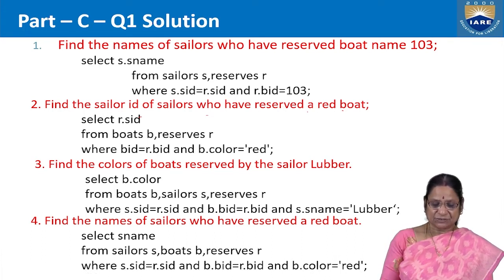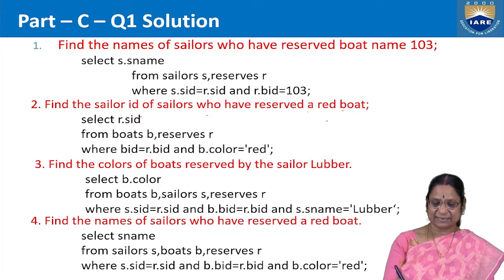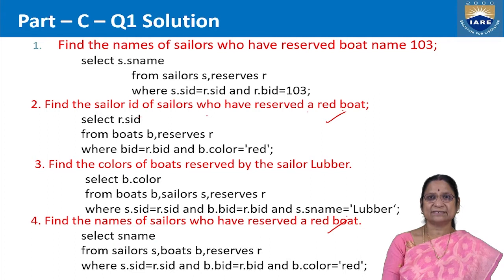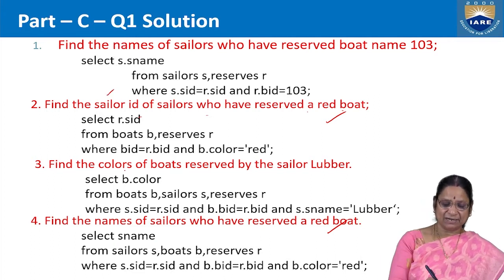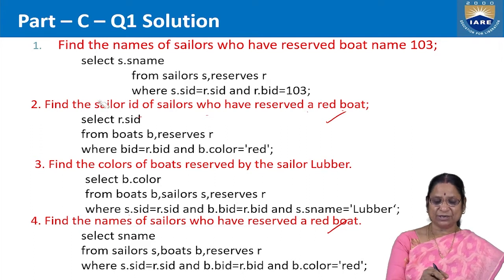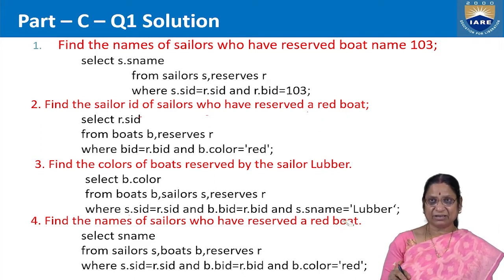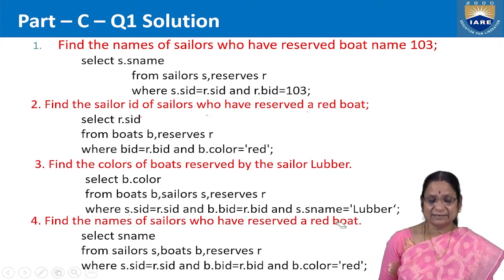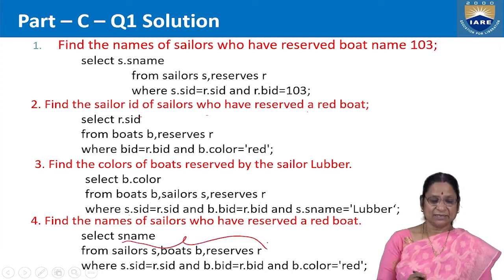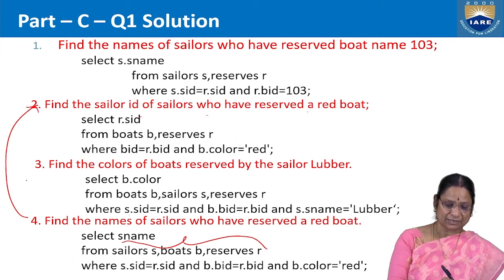Find the names of sailors who have reserved a red boat: same as here, Sailor ID and the sailor. The second and fourth are the same, but here IDs are displayed, and here names are displayed. Since IDs are displayed, only two relations are enough, but names are available in the third relation, the sailors relation, so that's why we need three relations here. That is the difference between these two, depending upon the output.